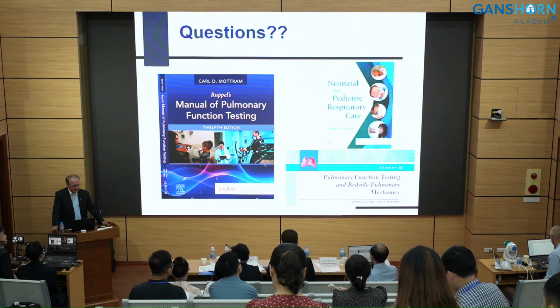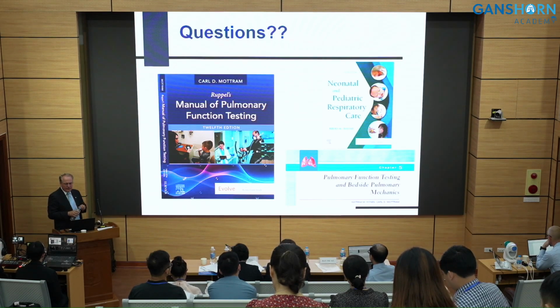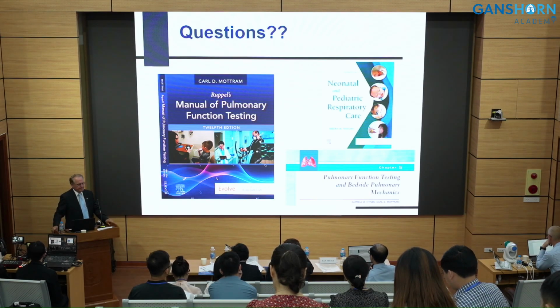Và về việc phân tích những kết quả này, mình sẽ thấy giáo sư có một slide lấy từ Ganshorn. Việc phân tích dựa trên các chỉ số chính, đó là R5, R20, X5 và X20. Nếu cả bốn chỉ số này bình thường thì xem như là bình thường.